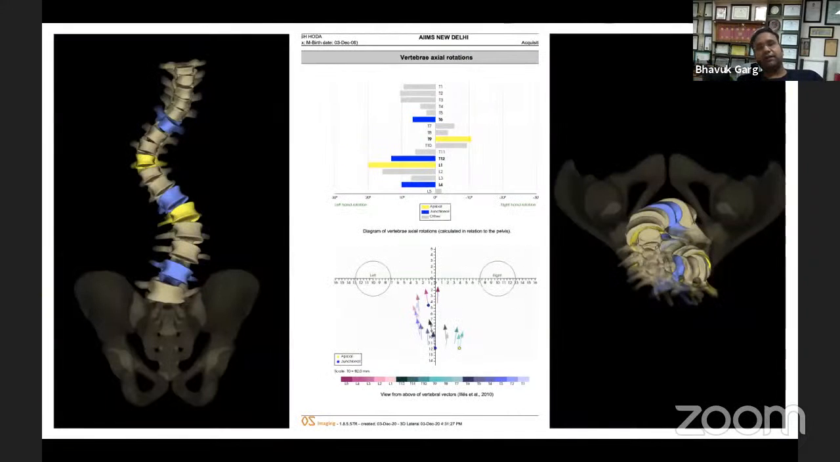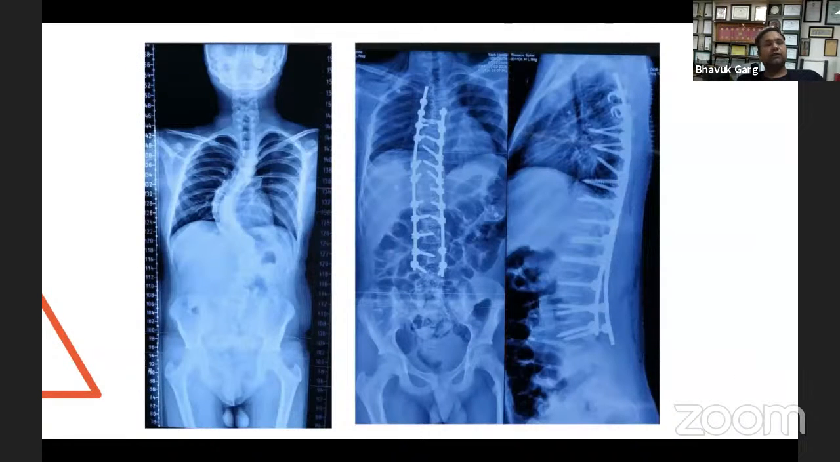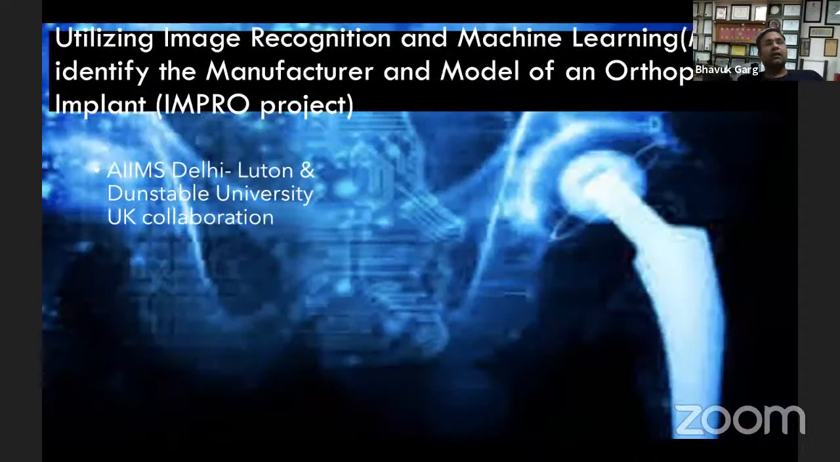But when we got the 3D analysis done, we saw that L1 is the most rotated vertebra. Obviously then we have to include this in our fusion, and we have to go beyond it. So this completely changed our plan. This is the advantage of EOS. You can see the preoperative and postoperative X-rays.